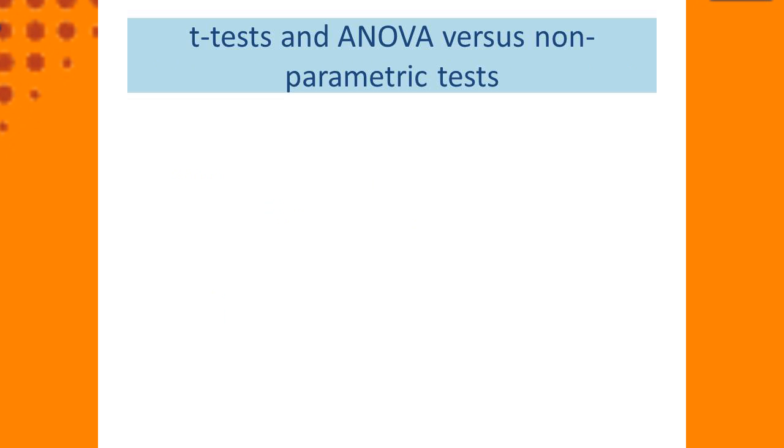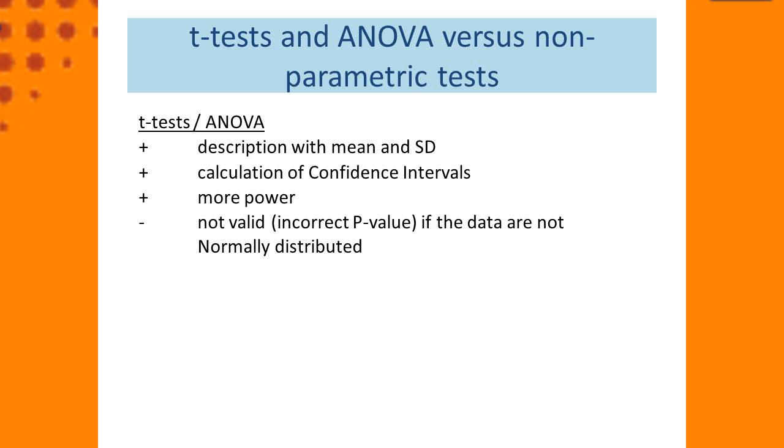Here is an overview over pros and cons of t-test and ANOVA, so-called parametric tests, and the non-parametric tests. For t-test and ANOVA, there are several advantages. The description is quite easy using means and standard deviations. You can calculate, in an easy way, confidence intervals. And in general, they have more power. A disadvantage, however, is that the p-values are not valid if the data are not from a normally distributed variable.